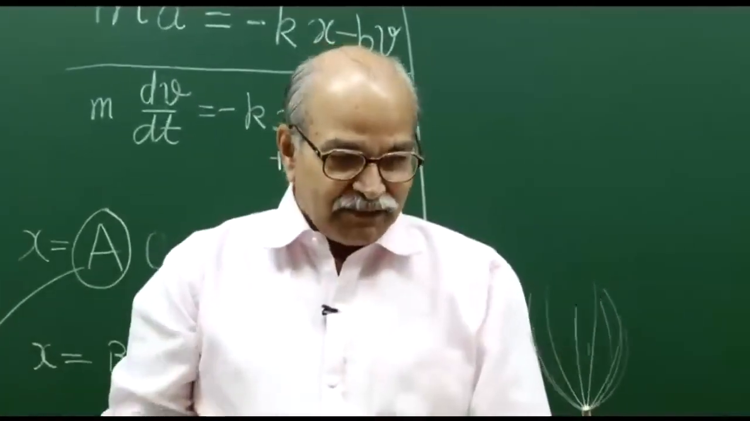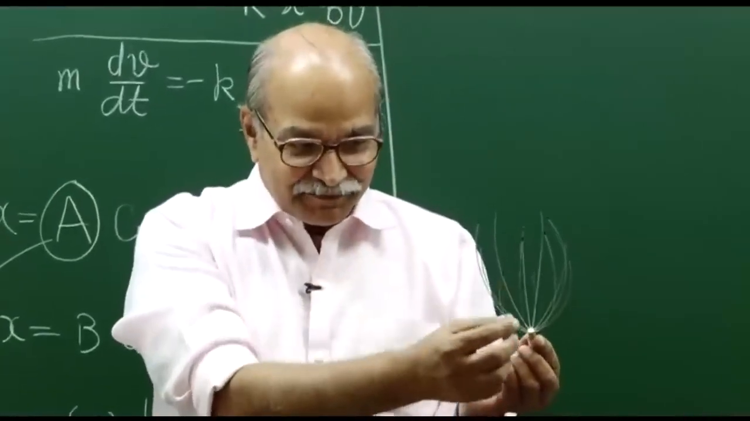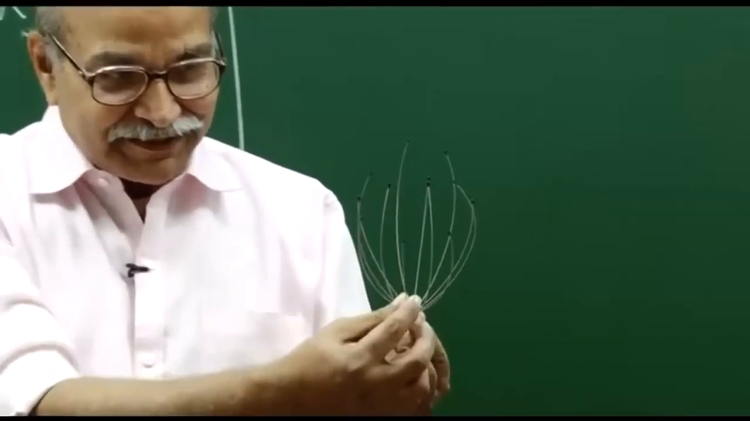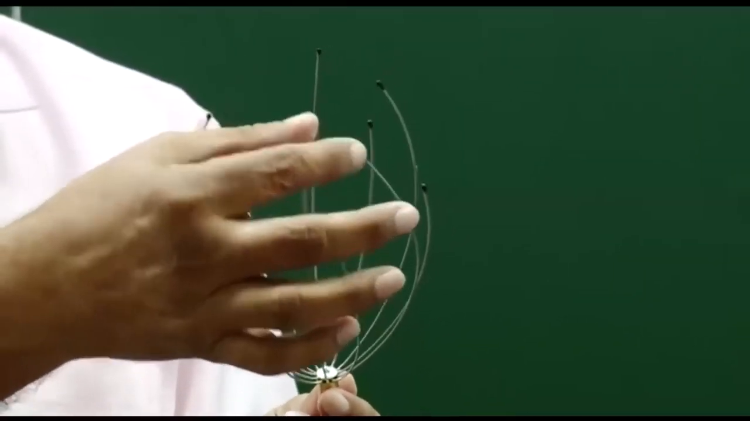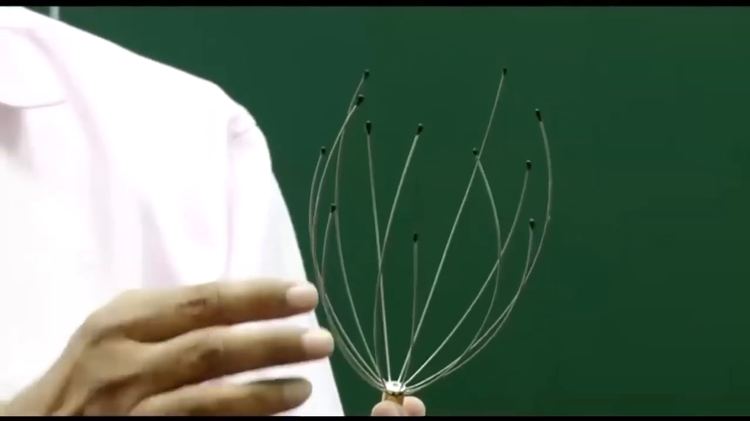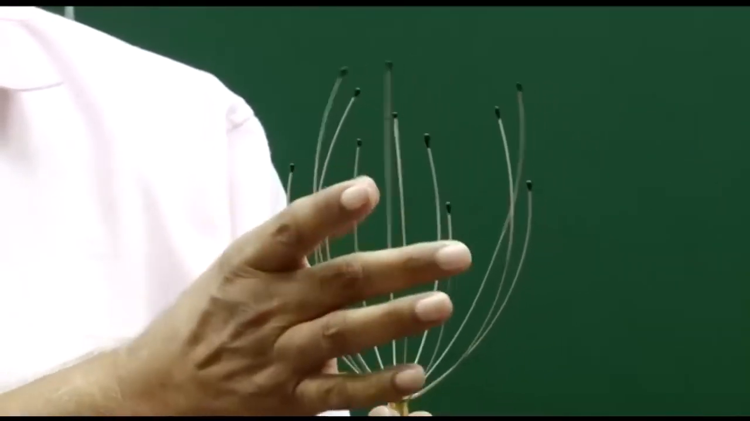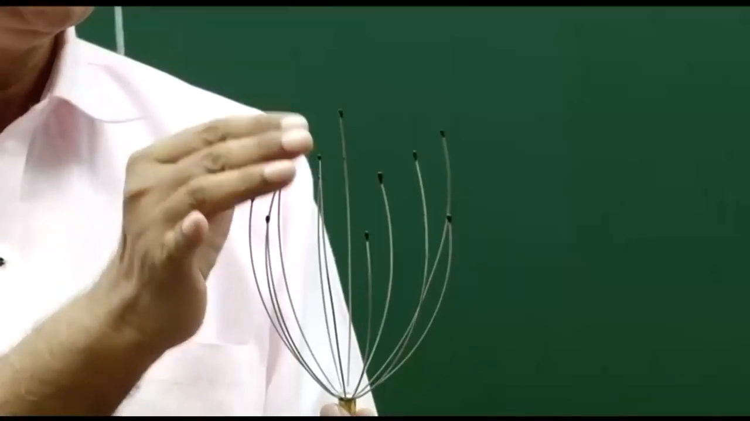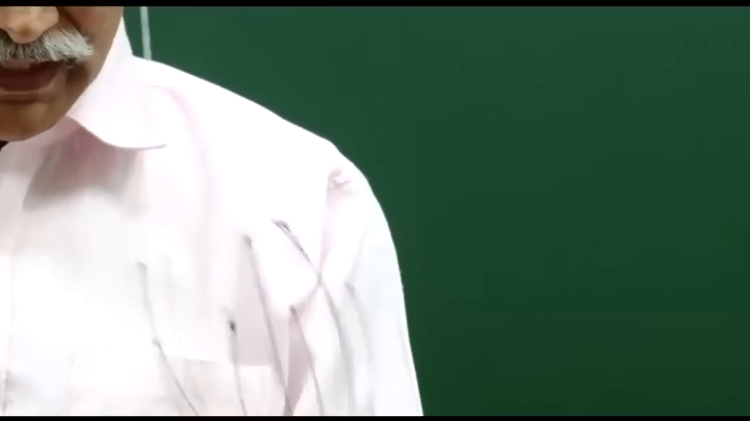So, I have this head massager. It has several metallic rods, and on top of that these beads are there, and they are of two different lengths. So, I can see 2, 4, 6. 6 are of one length, and then these 3 plus these 3, 6 are of larger lengths.